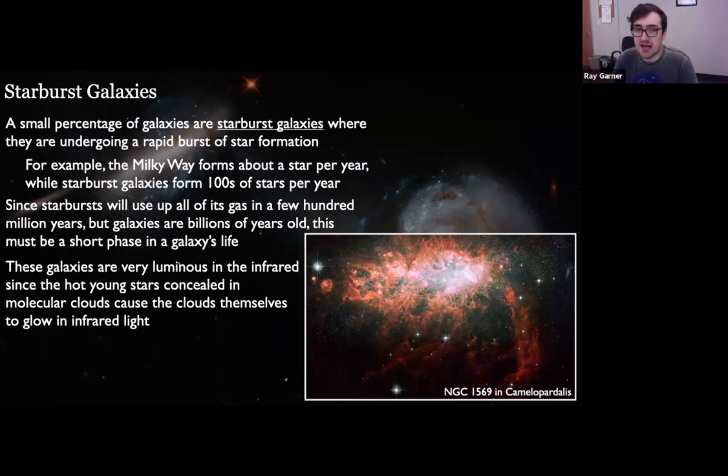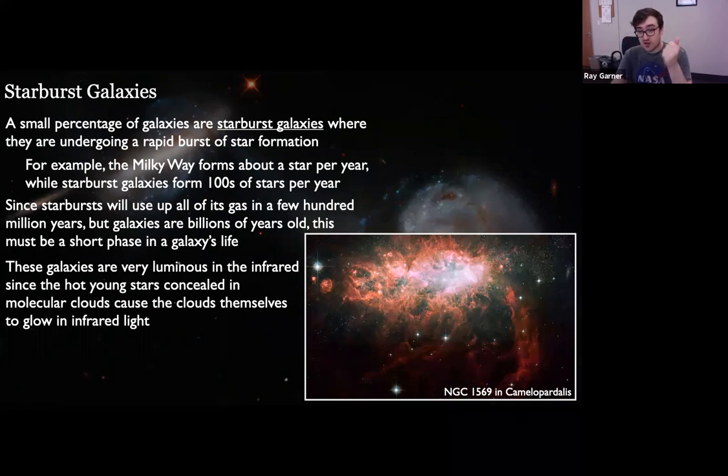We call these things ultra-luminous infrared galaxies, or ULIRGs. They're also extreme, and there's hyper. We're very good at names, astronomers. So these are very big, bright, booming galaxies.